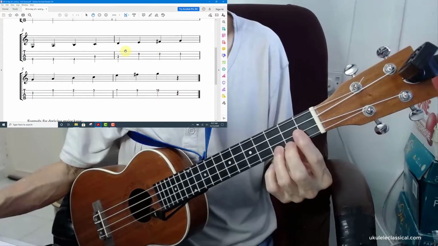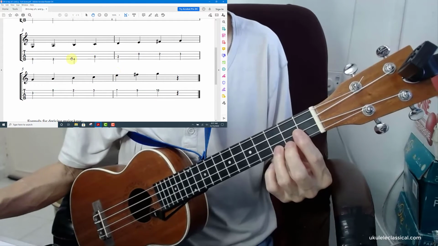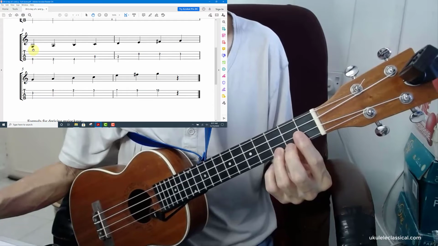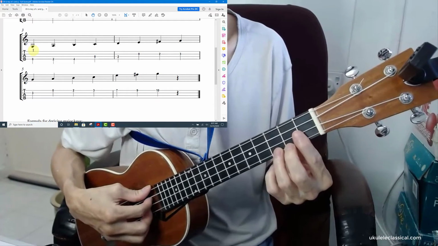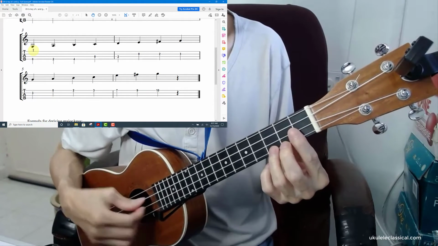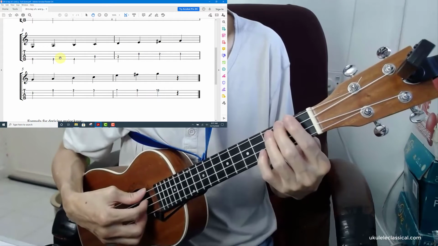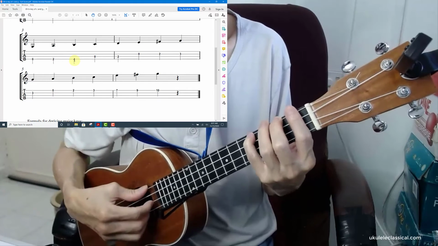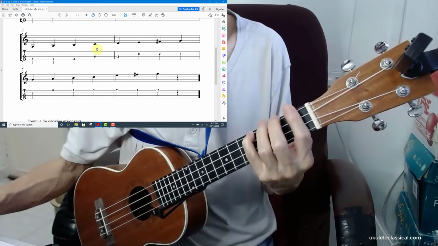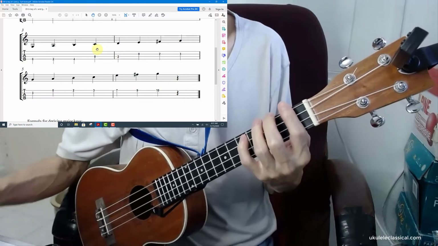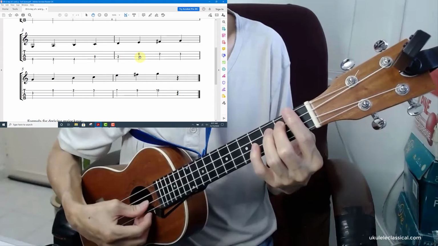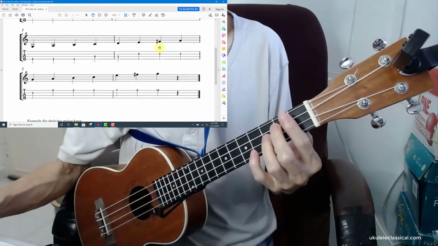Now measures 3, 4, 5, 6 are in the key of G. And in the key of G, the scale starts from G, and G is the open string here, like this. Then followed by A, and then here is a B, and then here is a C, followed by D, and then an E, and then here is an F sharp.